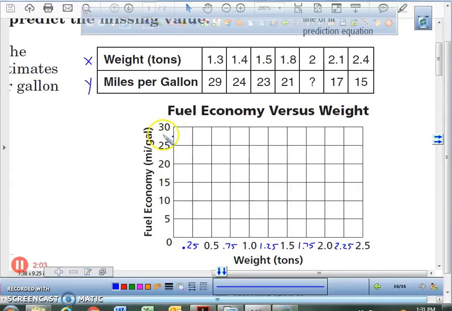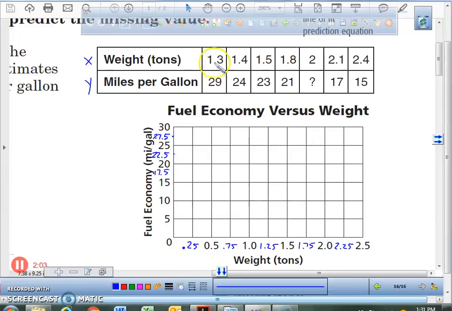Between the 30 and the 25, I would like you to write 27.5. Between the 25 and the 20, write 22.5. 17.5 here, and that should be good enough. All right? Just to kind of give yourself a little bit better way of estimating how to graph this scatter plot.